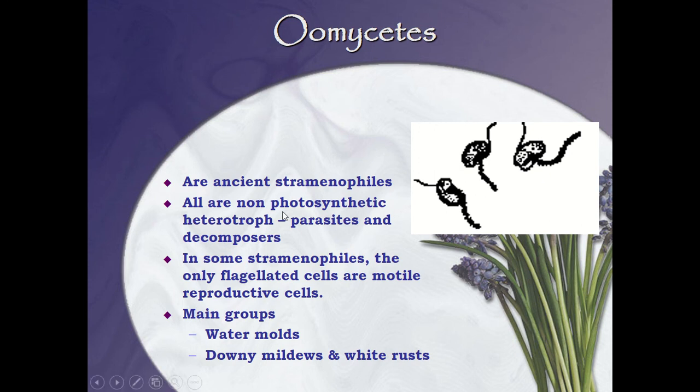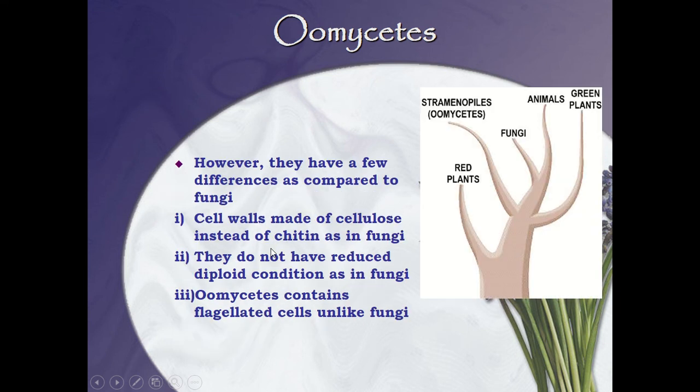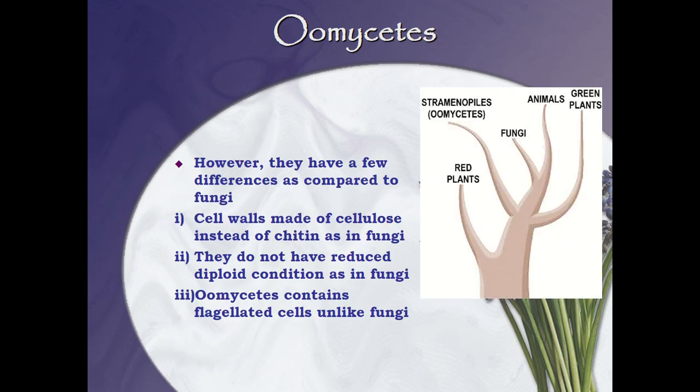So oomycetes are non-photosynthetic heterotrophs, and then they also have a similarity with fungi in which they contain multinucleate hyphae. And then some of them also contain coenocytic hyphae. So what is this coenocytic hyphae? As you can see here, look at the figure over here. This coenocytic hyphae is quite similar to the fungi, but the difference between the fungi is that in stramenopiles, in the water molds, the cell walls are made of cellulose. Meanwhile, for a normal fungi, the cell wall is made up of chitin. Okay, here it is, the comparison.